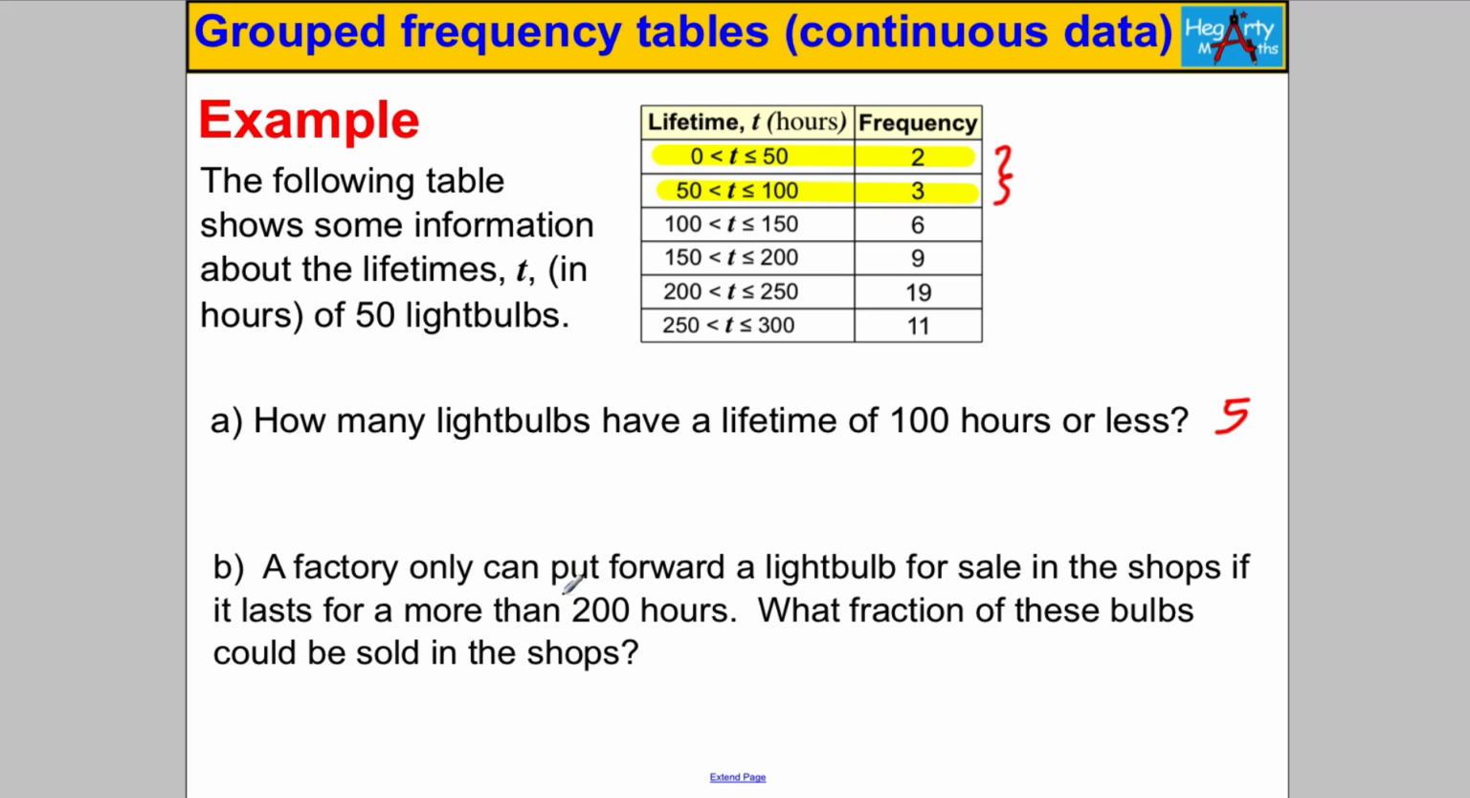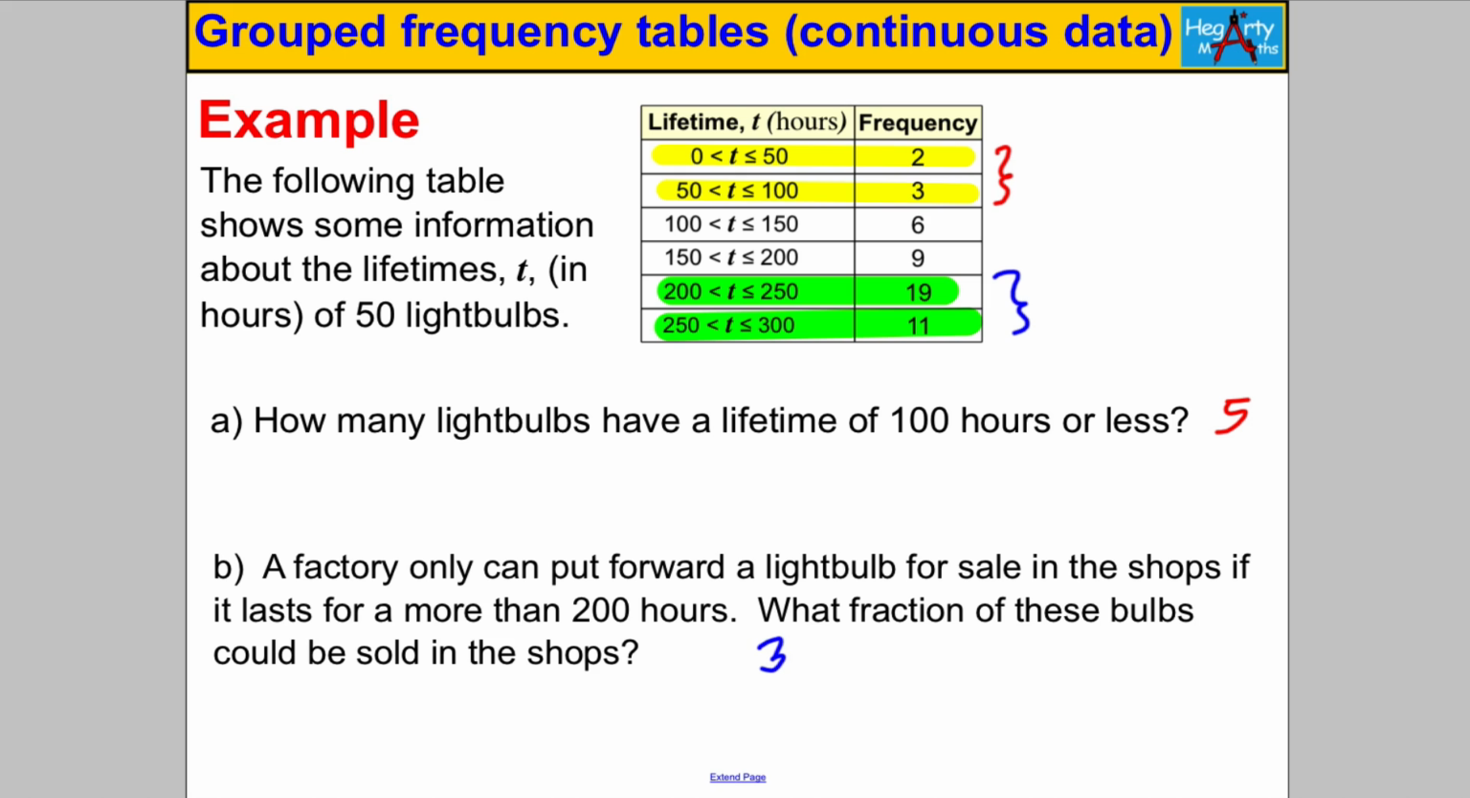And the last bit, it says a factory only can put forward a light bulb for sale in the shops if it lasts for more than 200 hours. What fraction of these bulbs could be sold in the shops? Well, let's try and highlight the ones that are more than 200 hours. And this one here is less than or equal to 200 hours, so that's not more than. This is certainly more than, and this here is more than. So combining those two there, 19 and 11 would give us 30.